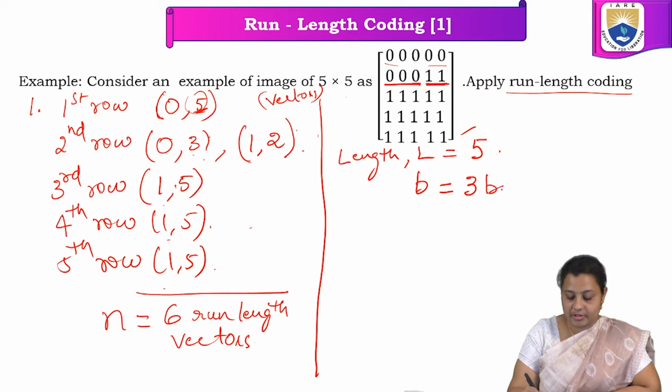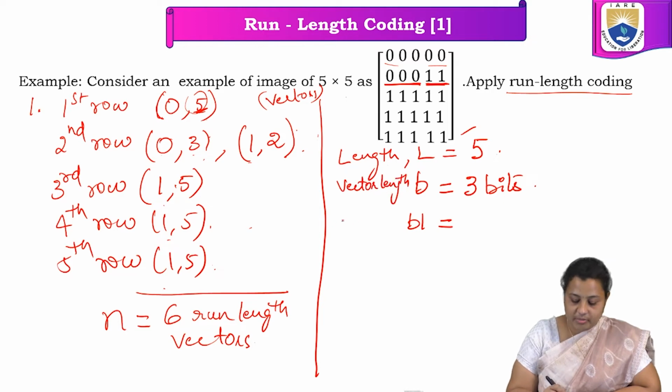Require 3 bits, right? So we require 3 bits to represent the value 5. Now we have to find out the number of bits that are required to represent the intensity value, which we are representing by b1, right? So b is the vector length in number of bits, and b1 is the intensity value in number of bits.